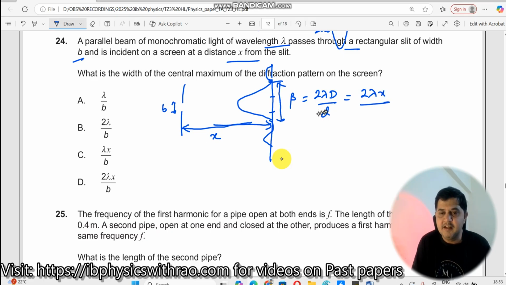And what is small d here? The single slit width, which is b here, divided by b over here. So it is 2 lambda x by b. This distance, 2 lambda x by b, is the width of the central maxima.